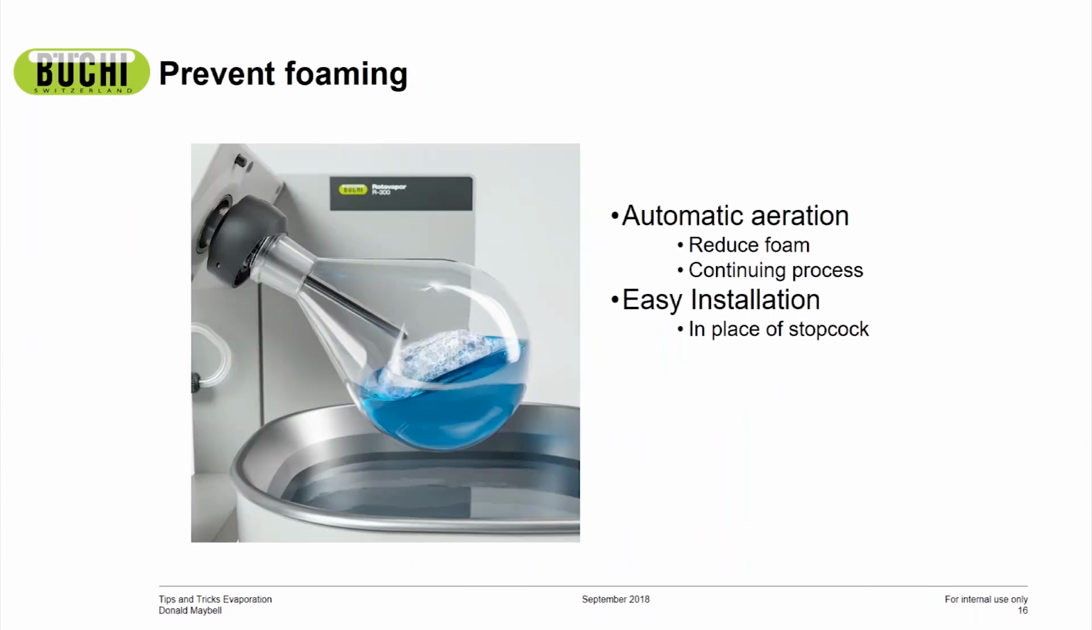Another thing that we have is a foam sensor. A foam sensor uses photo detection, so it has a light sensor on it. Once the bubbles rise up in your flask and go around this foam sensor, it blocks the light from the sensor, and the sensor triggers the aeration valve to aerate slightly so that the foam dies down. This allows you to start your process and walk away from it without the risk of your sample foaming up into the condenser and you losing your product.